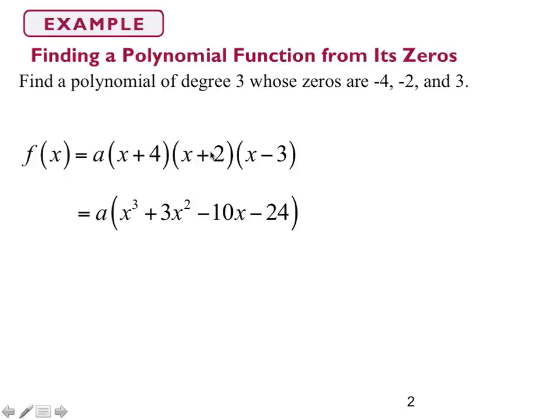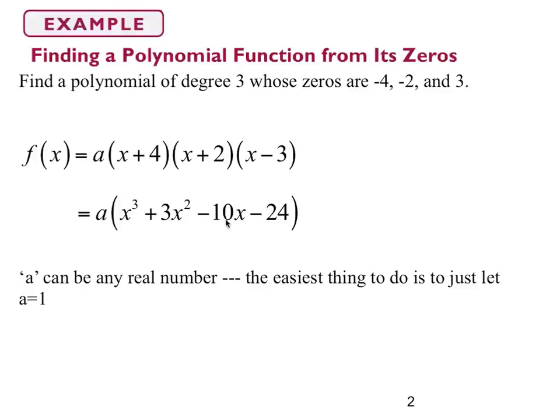So take these first 2 and do FOIL. You'll get x squared plus 6x plus 8. And then what you'll do is you'll distribute an x to each of those. You'll distribute a -3 to each of those. And then you will go ahead and combine any like terms that you might have. And you will end up with x cubed plus 3x squared minus 10x minus 24.